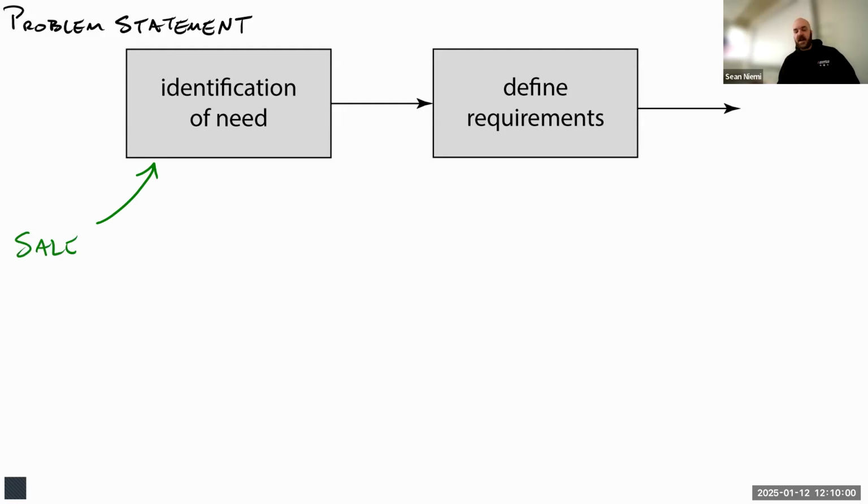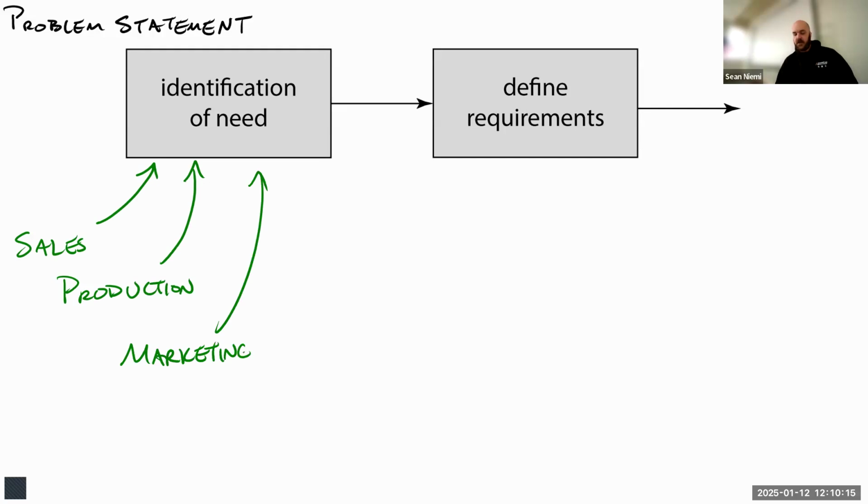It might be something a sales guy said. It could be a production problem. It could be from marketing. Let's see, what else could we have? Grandma can come up with something. There's a million different things that will go into figuring out what the needs are. It could be a problem in the community.